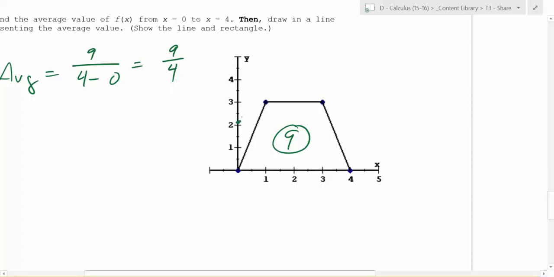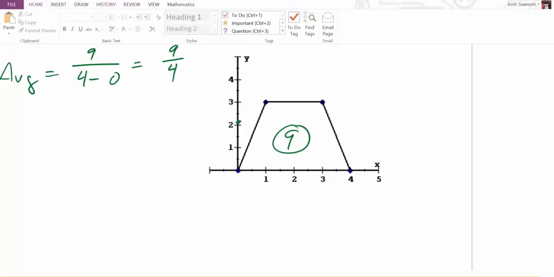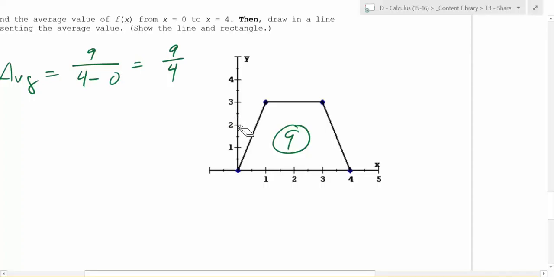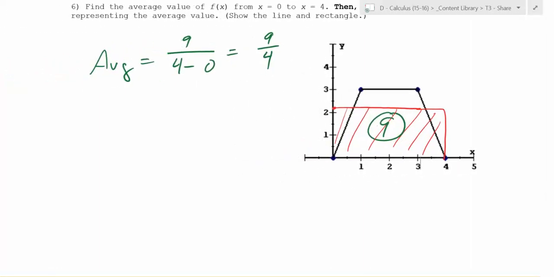2 1/4 is going to be like right here. If you go straight over, all the way to 4 and go down, what are we saying? We are saying that the area of this rectangle right here is equal to the area under that curve, the displacement under that curve. That's all you're doing. That's the rectangle right there.